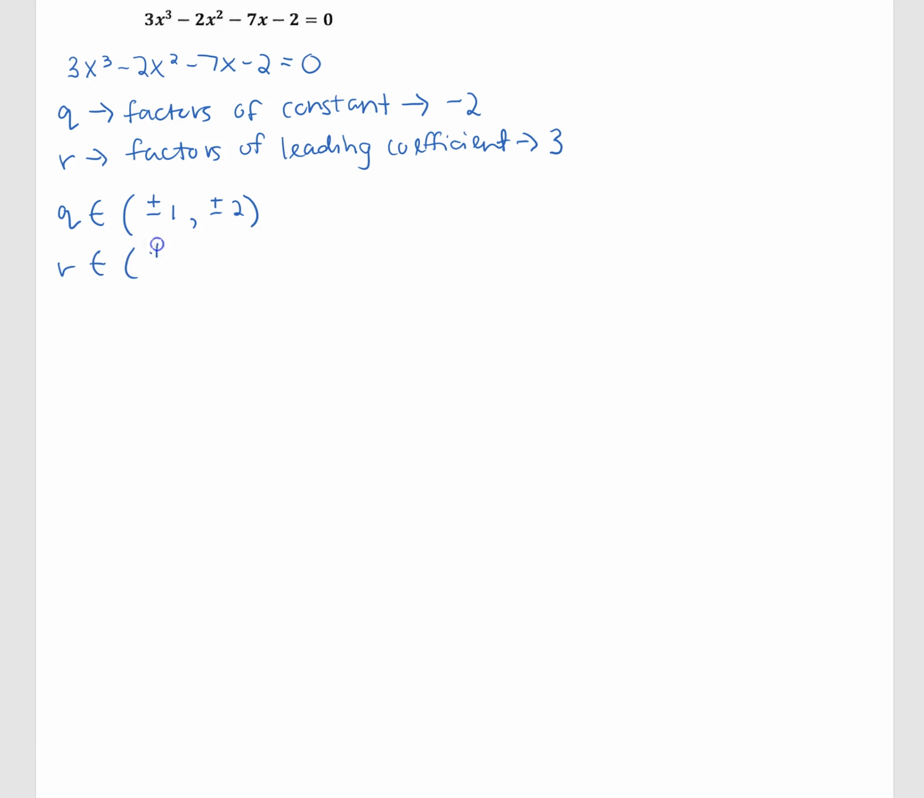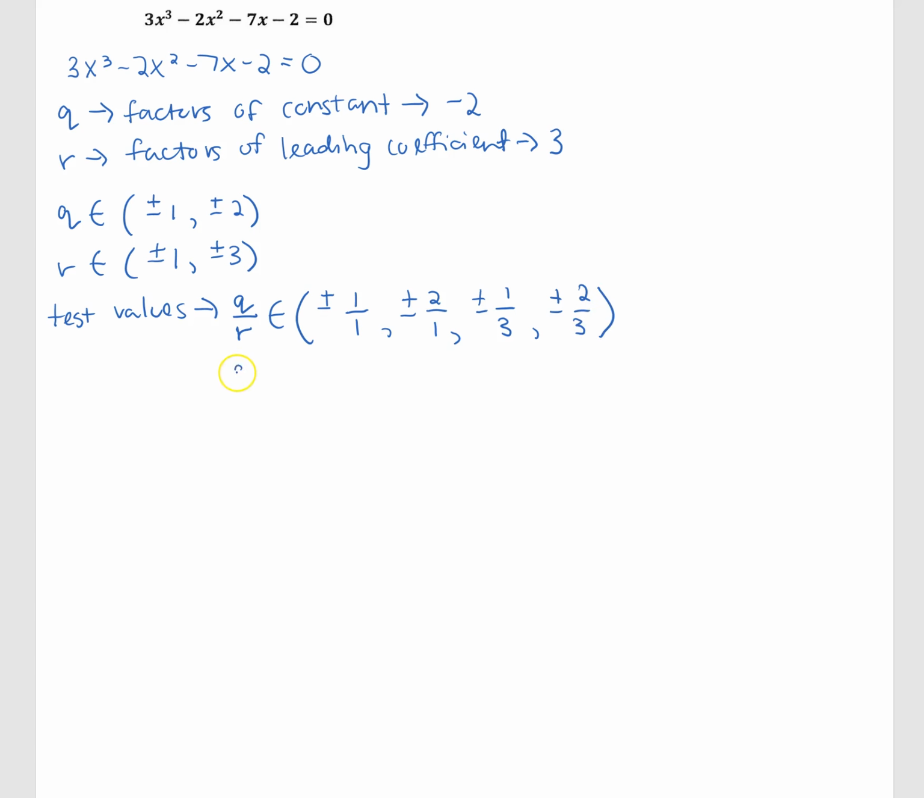Factors of R, factors of 3 are going to be plus or minus 1 and plus or minus 3. And so our test values are going to be all combinations of Q over R. So those are going to be plus or minus, I'm going to start with everything over this value for R, so 1 over 1, plus or minus 2 over 1, but also plus or minus 1 over 3, plus or minus 2 over 3.